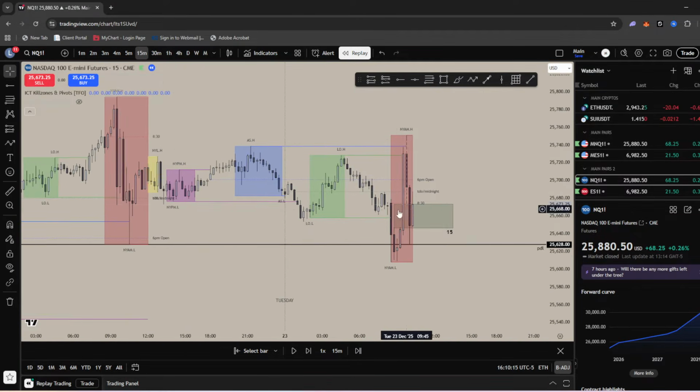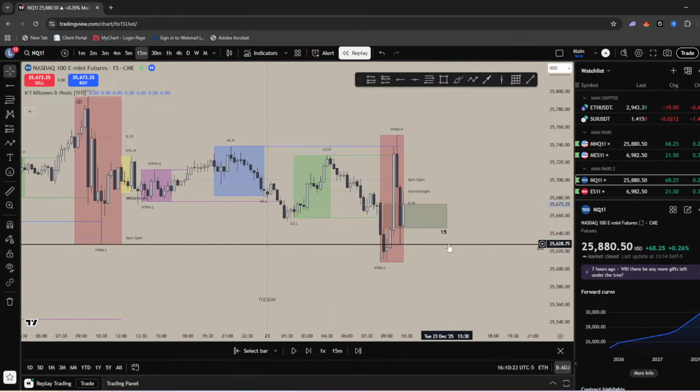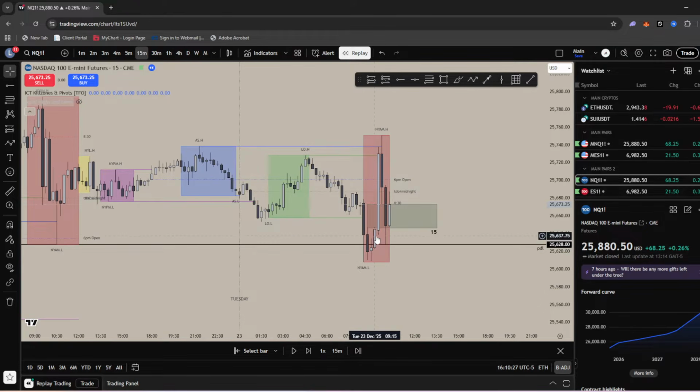And we can see that overnight, or not overnight, but earlier in the session, 8 a.m., whatever, we'd already swept out London low. We had swept out Asia low. We swept out previous day low. And then market opens up right here on this candle right here. We get this move up. We take out London high and Asia high, but then we get a pullback into this 15-minute bullish fair value gap right here.